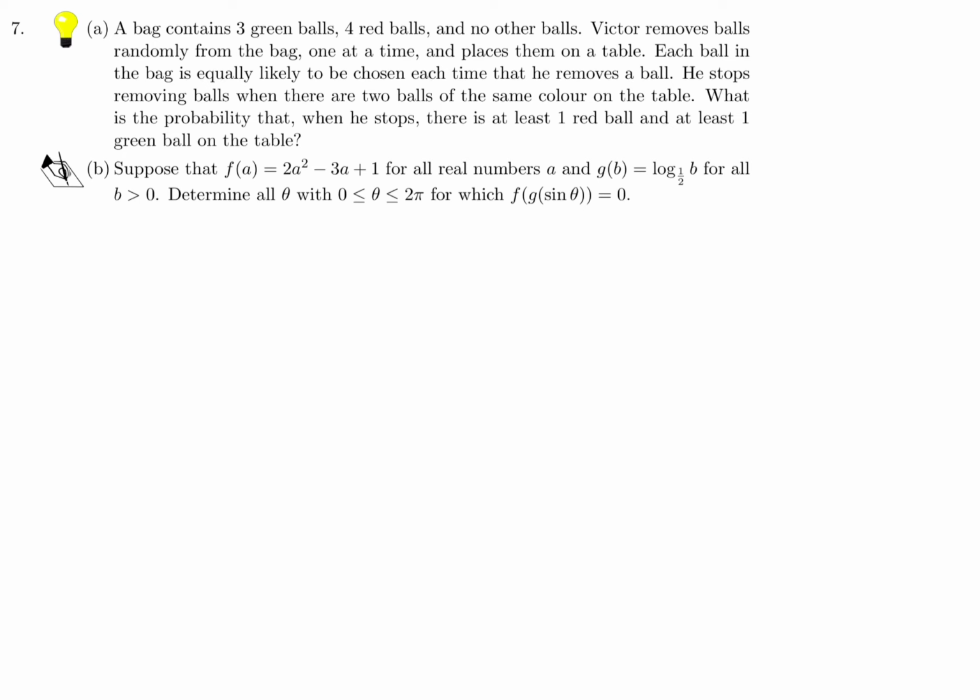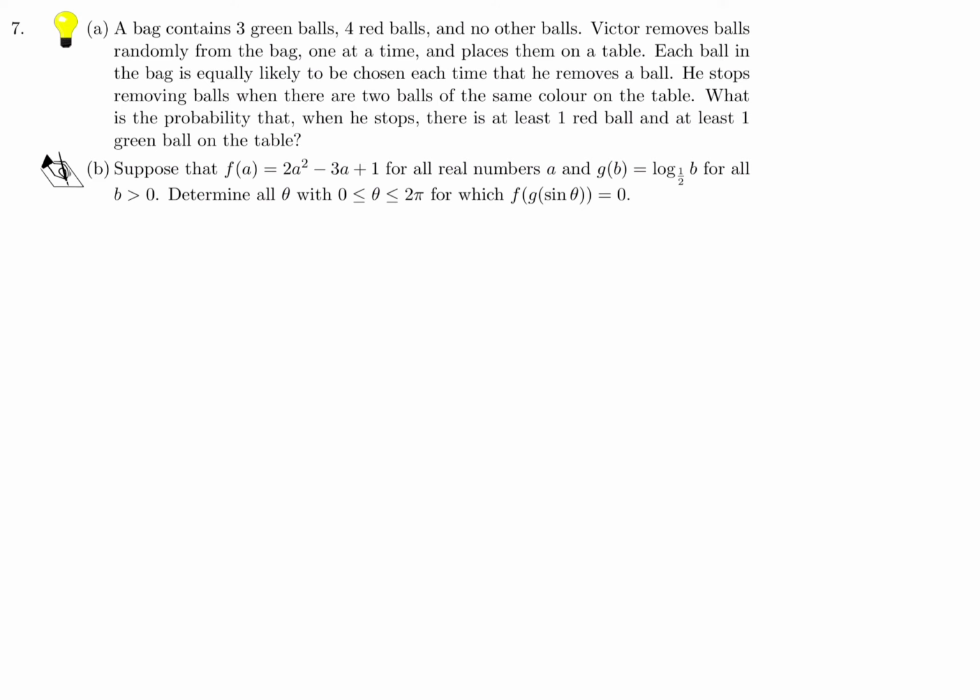A bag contains 3 green balls, 4 red balls, and no other balls. Victor removes balls randomly from the bag, one at a time, and places them on a table. Each ball in the bag is equally likely to be chosen each time that he removes the ball. He stops removing balls when there are 2 balls of the same color on the table. What is the probability that when he stops, there is at least 1 red ball and at least 1 green ball on the table?